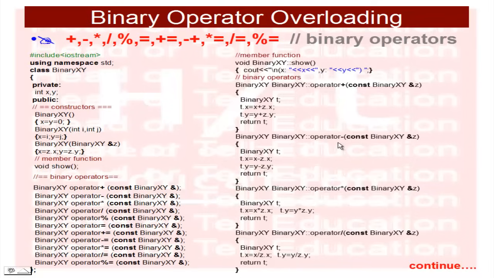Okay, overloading the same way for multiply of our class binary xy. So this is simple again, the object is created and the sign is changed to multiply, and return t. Again this is for divide. Okay, so for divide again I have changed the sign to the divide sign. Now next continue for other function overloading.